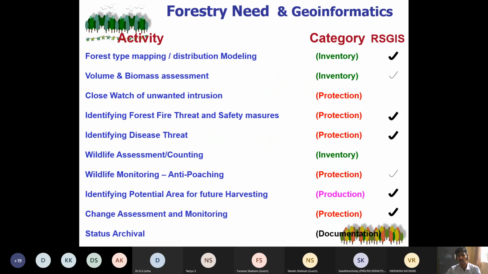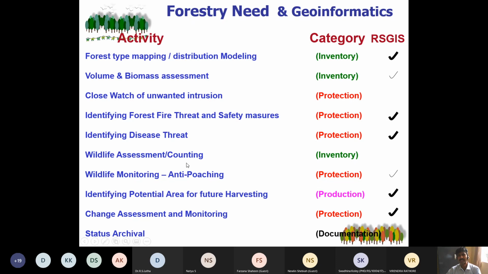Okay. So identifying forest threats and safety measures. This is also a part of protection of forest. Yes, we can do it with remote sensing and GIS models. Identifying a disease threat, yes, that is also possible because the signature of spectral reflectance will vary if the tree is affected by some kind of infestation.